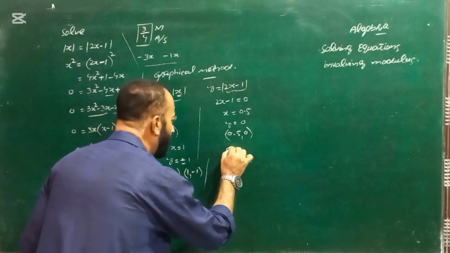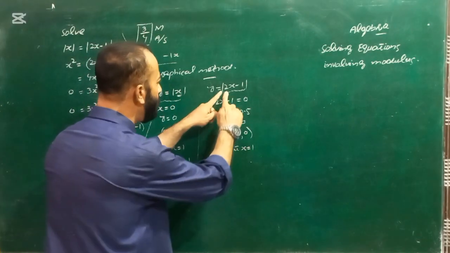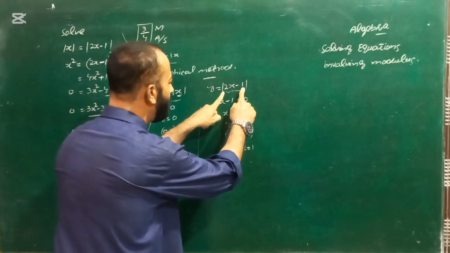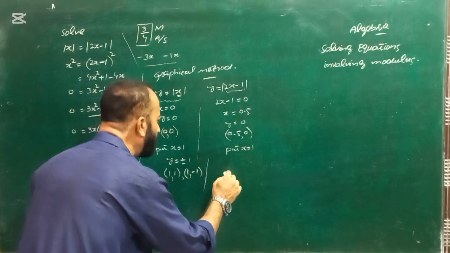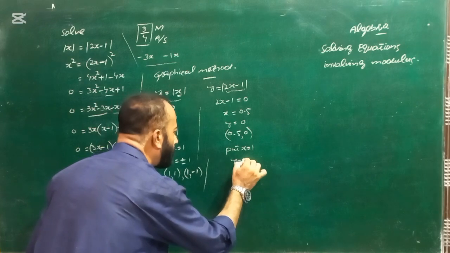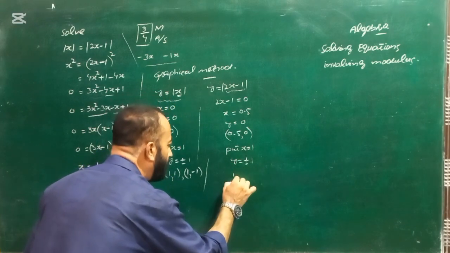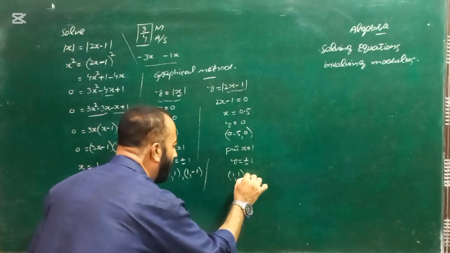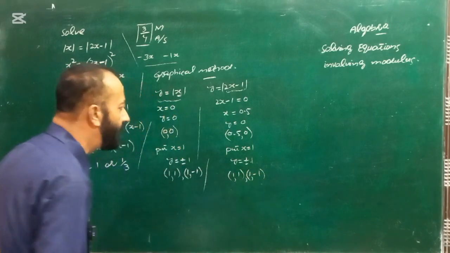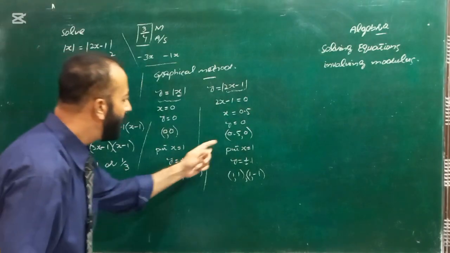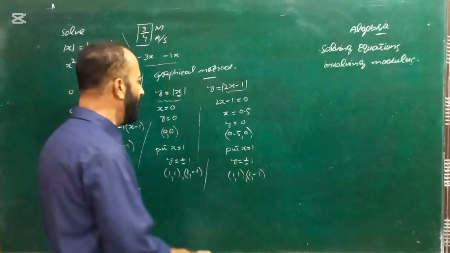So look now, put x is equal to 1. So 2 ones are 2, minus 1 will be 1. So y will be equal to plus minus 1. So the points will be 1, 1 and 1, minus 1. So don't you worry, same points are there. There is no need to worry. Actually, this is the vertex point which will make the difference.